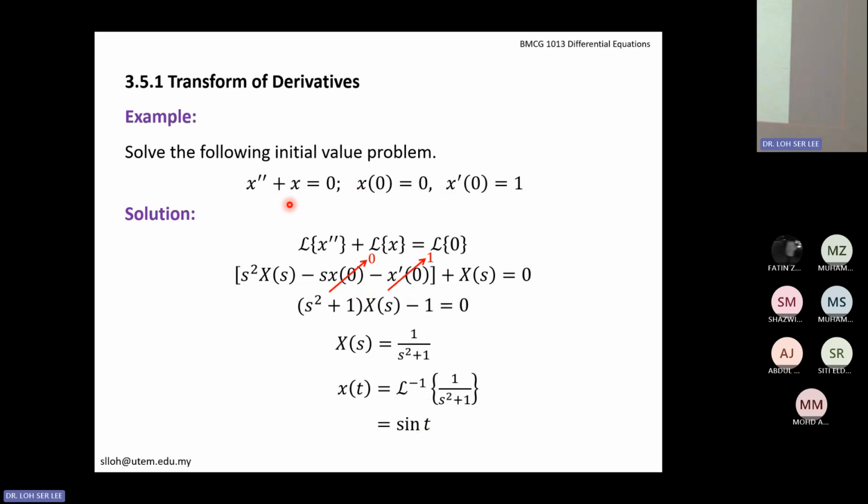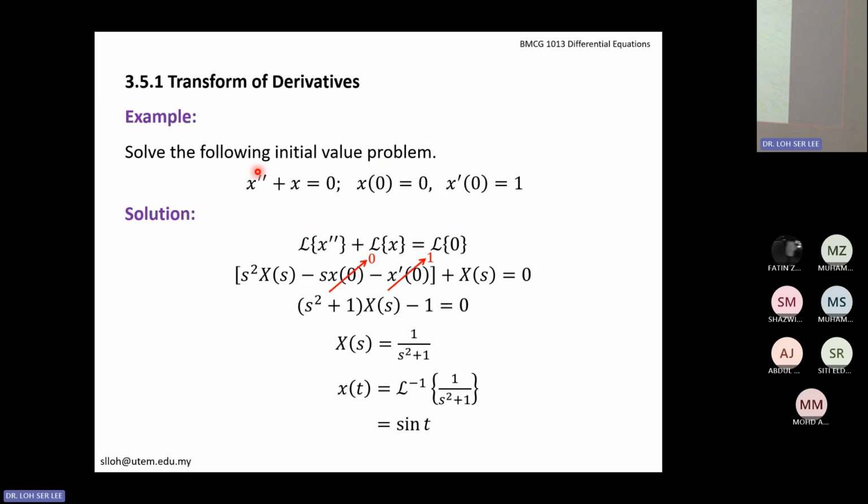But of course, this is a homogeneous differential equation in second order. You can use the characteristic equation, right? You can apply the characteristic equation to solve this question. Then after that, apply these two given initial values to get C1 and C2. If you use that method, you will get the same answer, sine t. And now we are looking at how to solve this using Laplace transform. If you use Laplace transform to solve a differential equation, the initial values must be given.